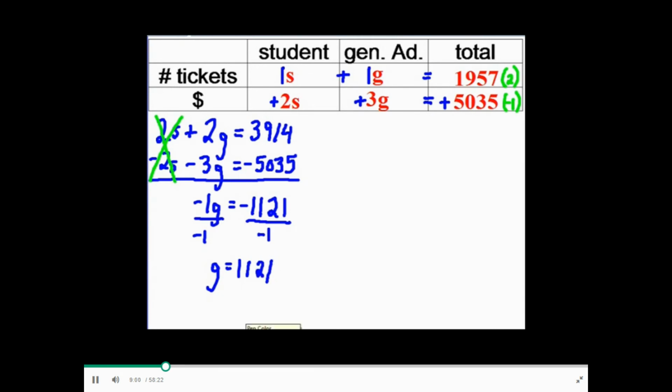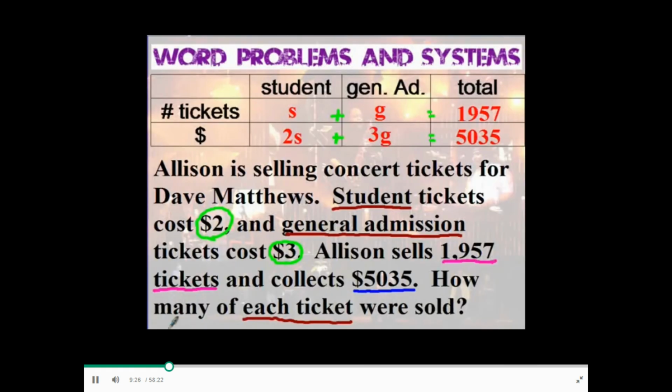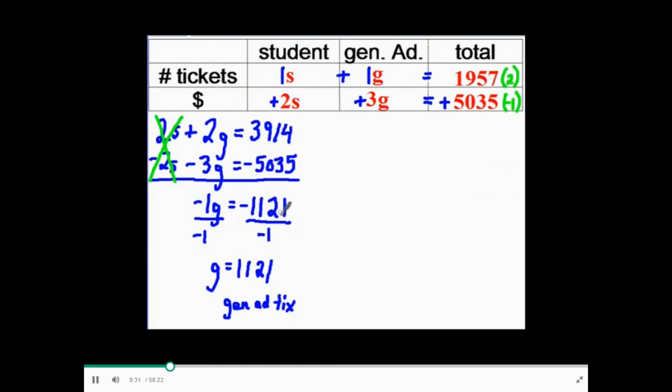What in the world does this even mean? Well, going back up to our chart, G stands for the number of general admission tickets. So that means that I have 1,121 general admission tickets. I'm going to abbreviate just to save you time and space. Now, unfortunately, if we go back to our question, it asked us how many of each ticket were sold. So that means that we have to find out also how many student tickets were sold.